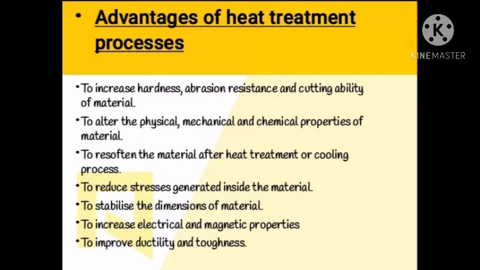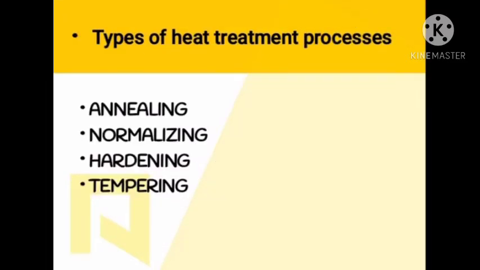So now, what are the advantages of heat treatment processes? We use heat treatment to increase hardness, abrasion resistance and cutting ability of material, to alter the physical, mechanical and chemical properties of material, to resoften the material after heat treatment or cooling operation, to reduce stresses generated inside the material, to stabilize the dimensions of material, to increase electrical and magnetic properties of material, to improve ductility and toughness of the material. Basically, there are four types of heat treatment process.